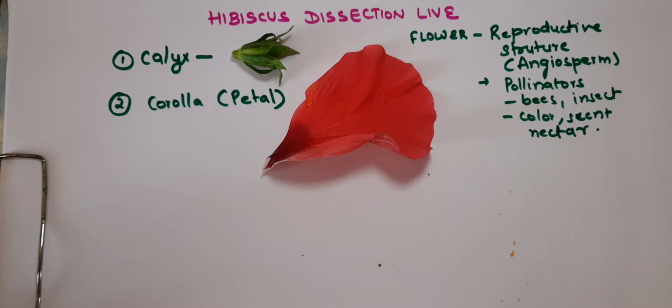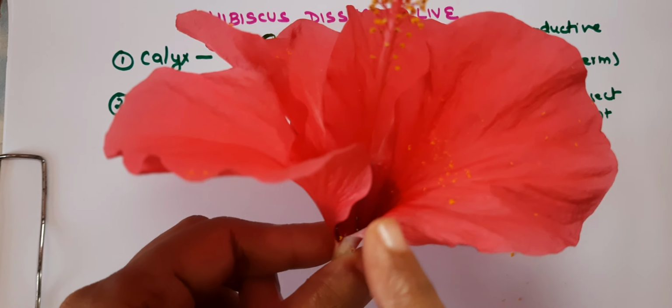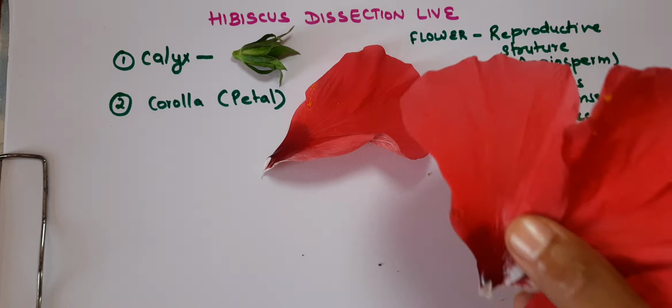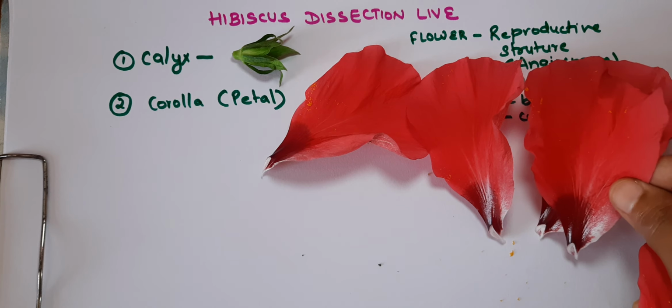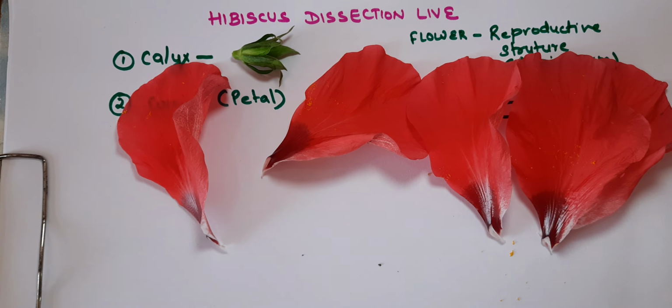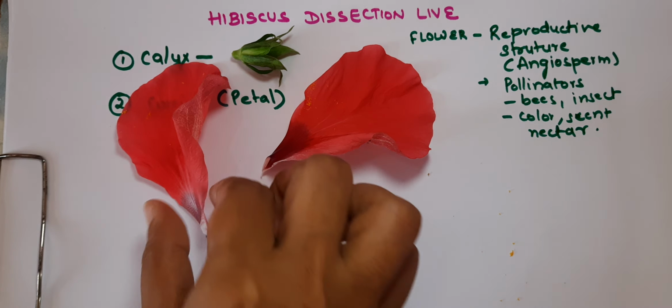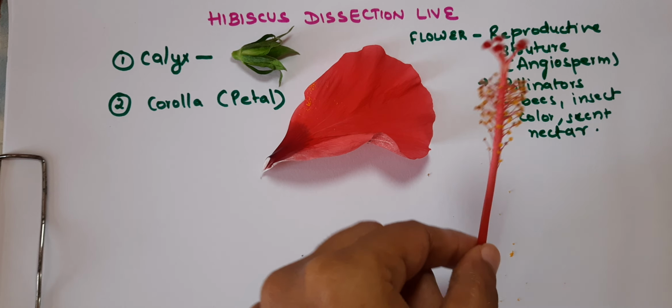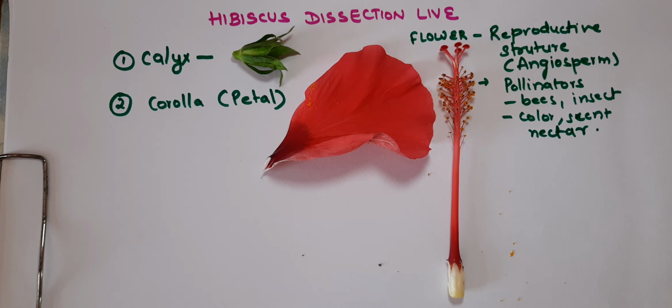Now let's talk about the reproductive structure of the hibiscus. Students, this is the reproductive structure. Let me remove all the petals for you first, then I will show you. So these are 1, 2, 3, this is the 4th petal and this is the 5th petal. We will take off all the other petals, and now let's talk about the reproductive structure. So students, this structure is the reproductive structure.